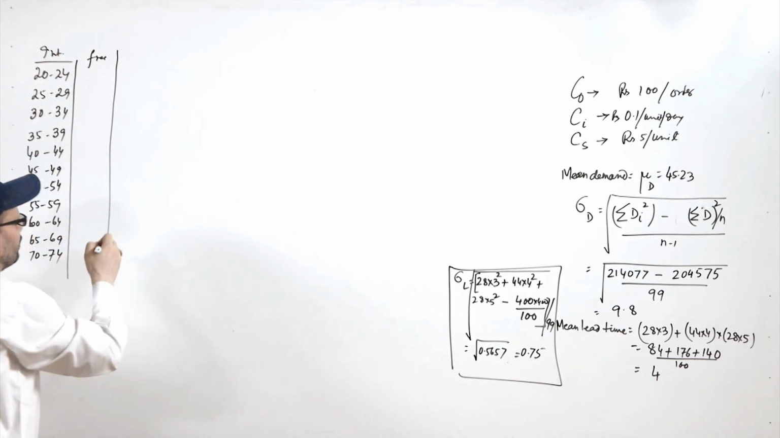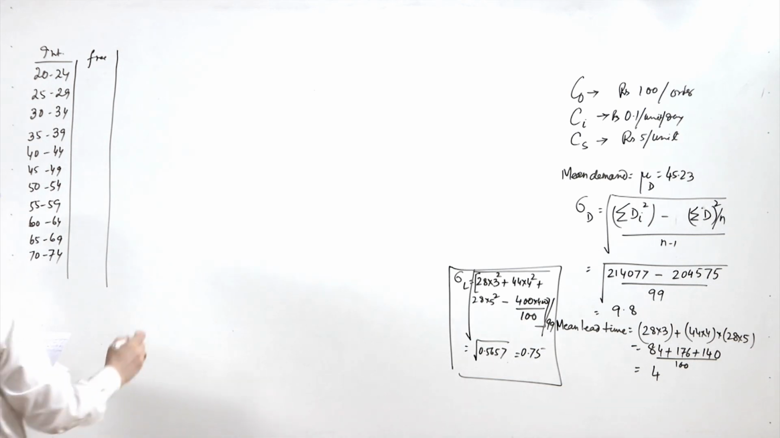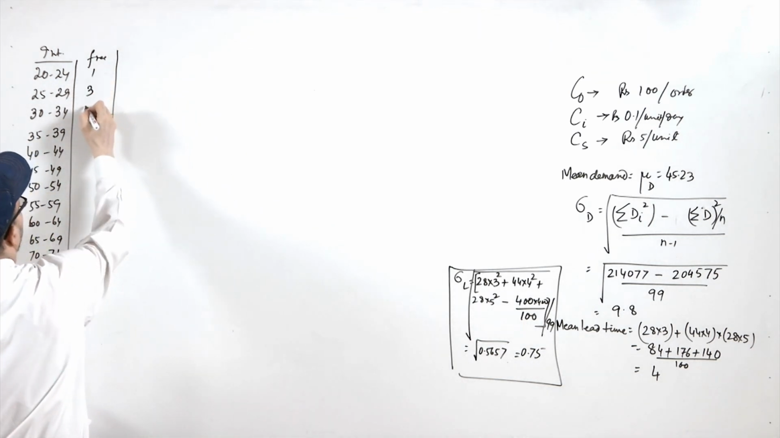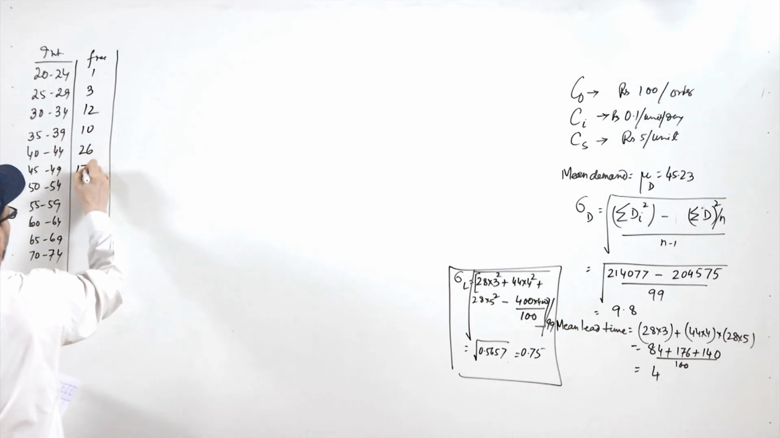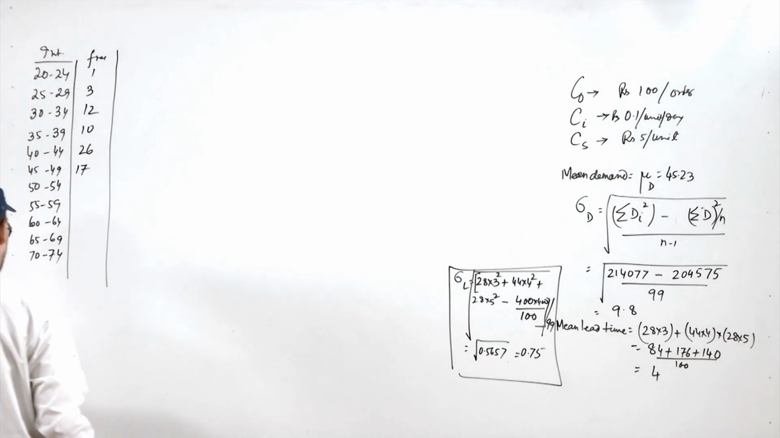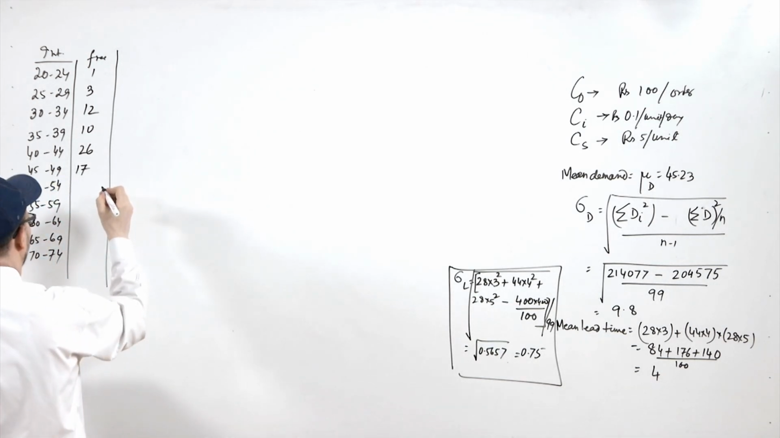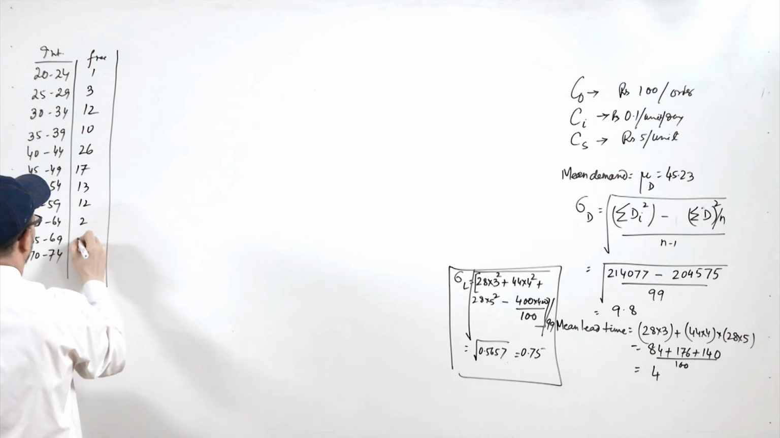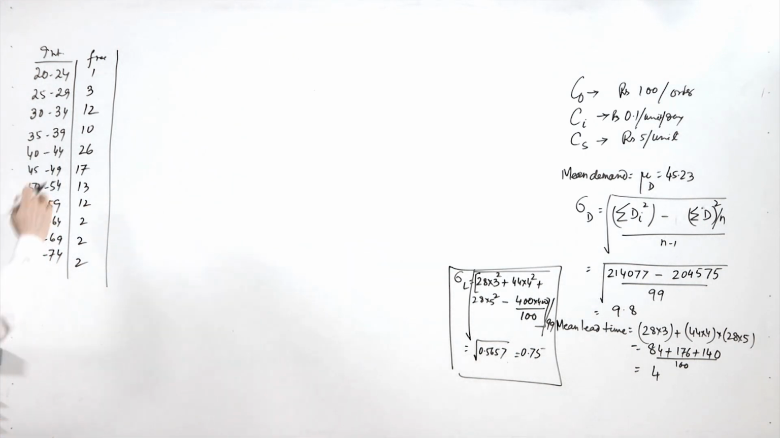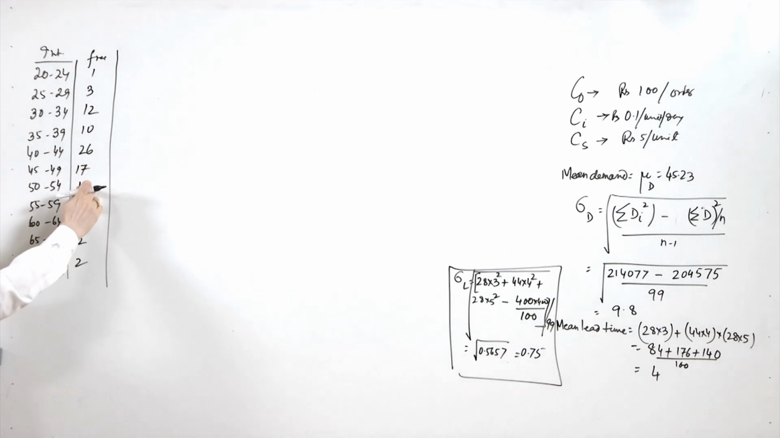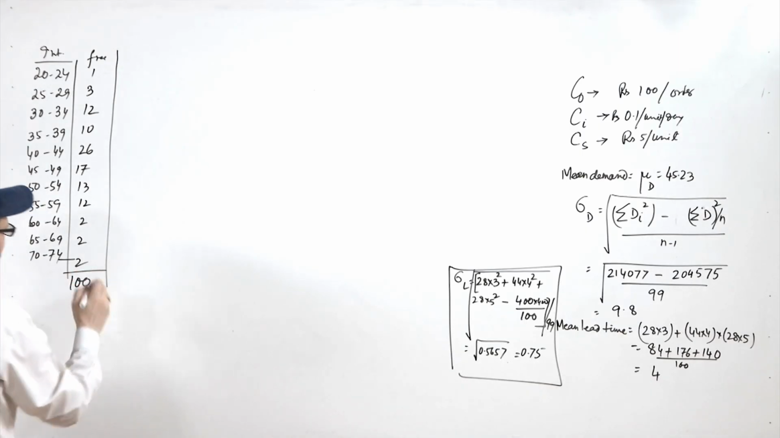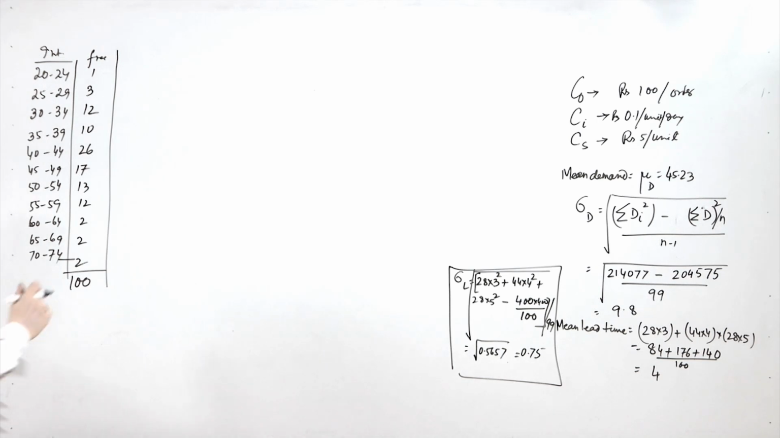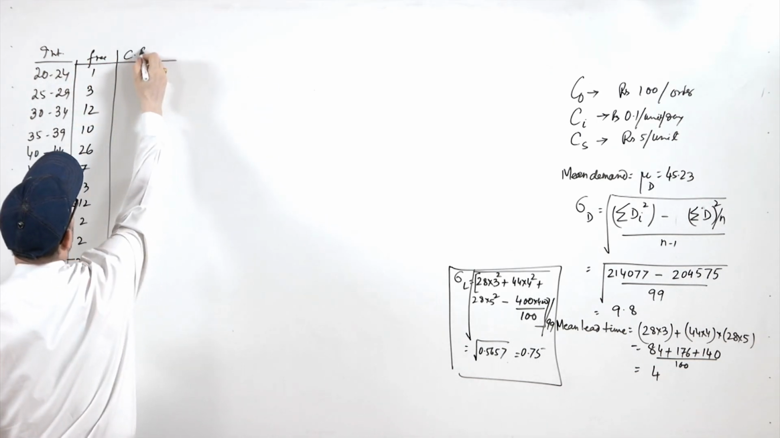Once you have the frequency, the frequency is calculated to be 1, 3, 12, and then 10, 26, 17, and further 13, 12, and then further 2, 2 and 2. If you add them, 4 plus 12 is 16, 26, 52, 69, 82, 94 and then 6, it is 100. So it is all 100 working days demand. Then again, as we had discussed, we will find the cumulative frequency.